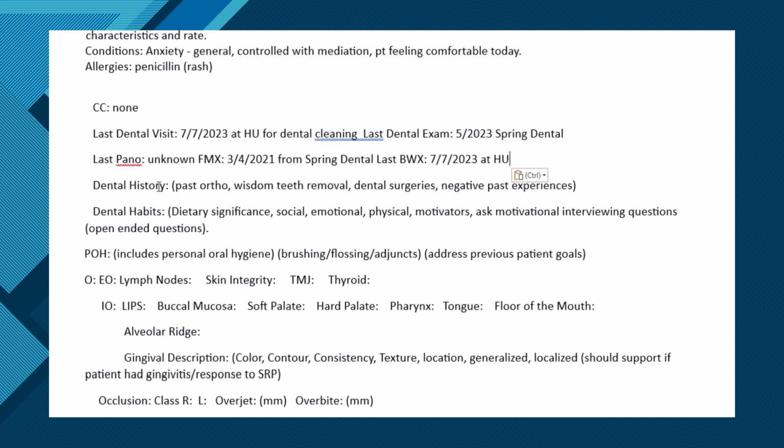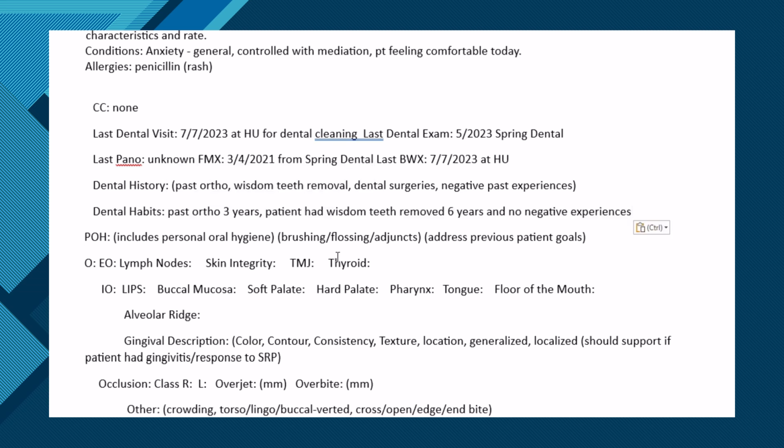Then we're going to move on to dental history. The dental history is anything that the patient might have experienced as their dental history. Maybe some ortho, maybe they had their teeth removed, maybe they had a bad experience. So we want to write all of those in here. This is where you can start to get to know your patient and what their history has been in their dental world. So I'm going to put this in here. Patient has had ortho 3 years ago and had their wisdom teeth removed and no negative experiences.